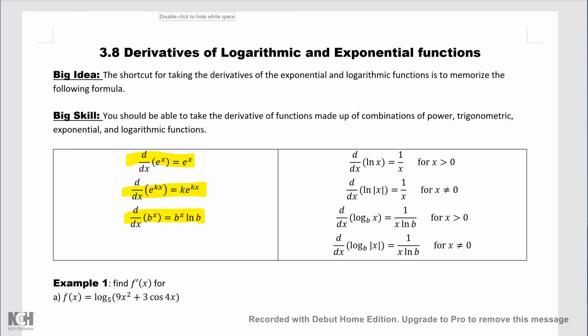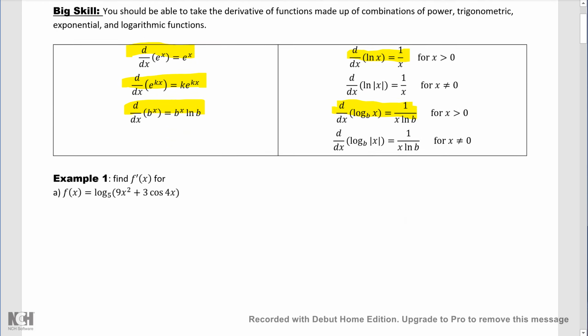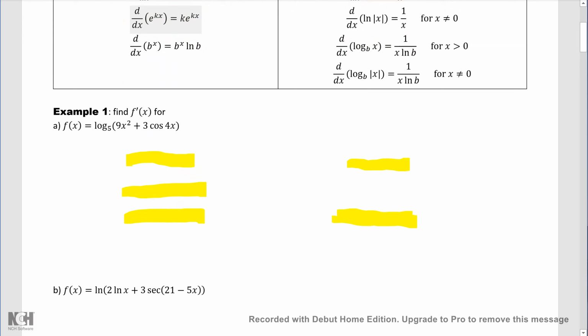Okay. And for the logarithmic function, the derivative of ln of x is 1 over x. The derivative of ln of the absolute value of x is 1 over x. The derivative of log base b of x is 1 over x times ln of b. Okay, so keep this in mind. Let's continue with our examples. I know last time we already worked on example 1, A and B, but it doesn't hurt that we do it again, right? So let's do it.